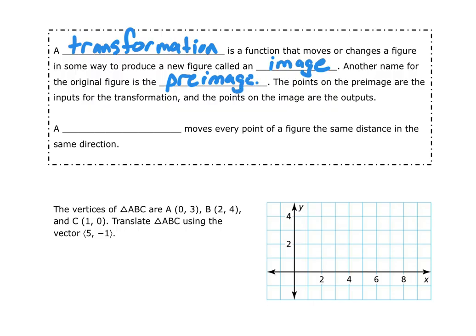So this is our starting figure. This is our ending figure, okay? Pre is before. The points on the pre-image are inputs for the transformation. The points on the image are the outputs. How do I get from one to the other? All of the movements should be the same throughout that transformation, whatever that is.